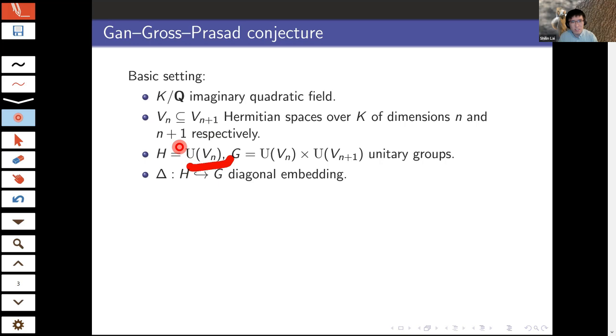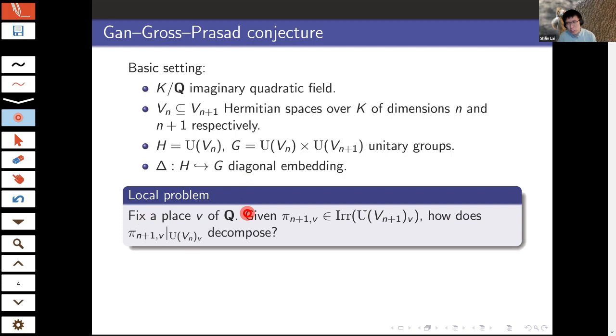U(V_n) embeds naturally into this bigger unitary group. And so there are two questions that one may ask. One is local in nature. So the local question is sort of a restriction problem.